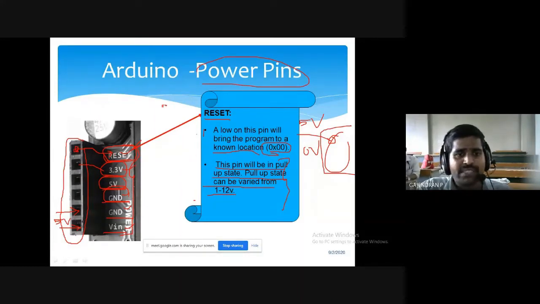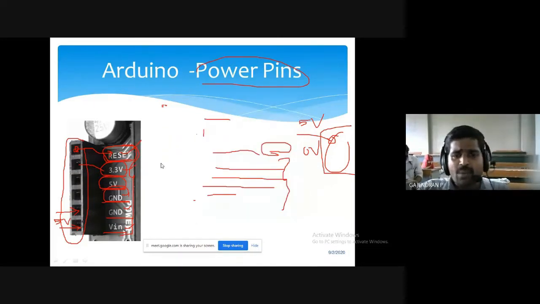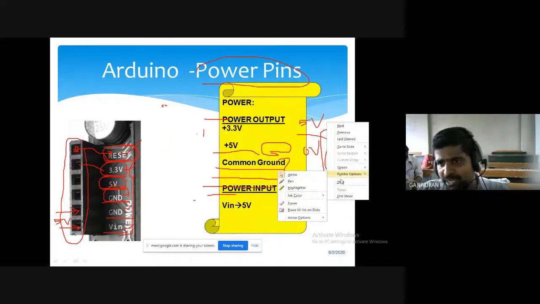So what is the function of the reset pin? To reset my hardware. That's all. Then what about the remaining pins?